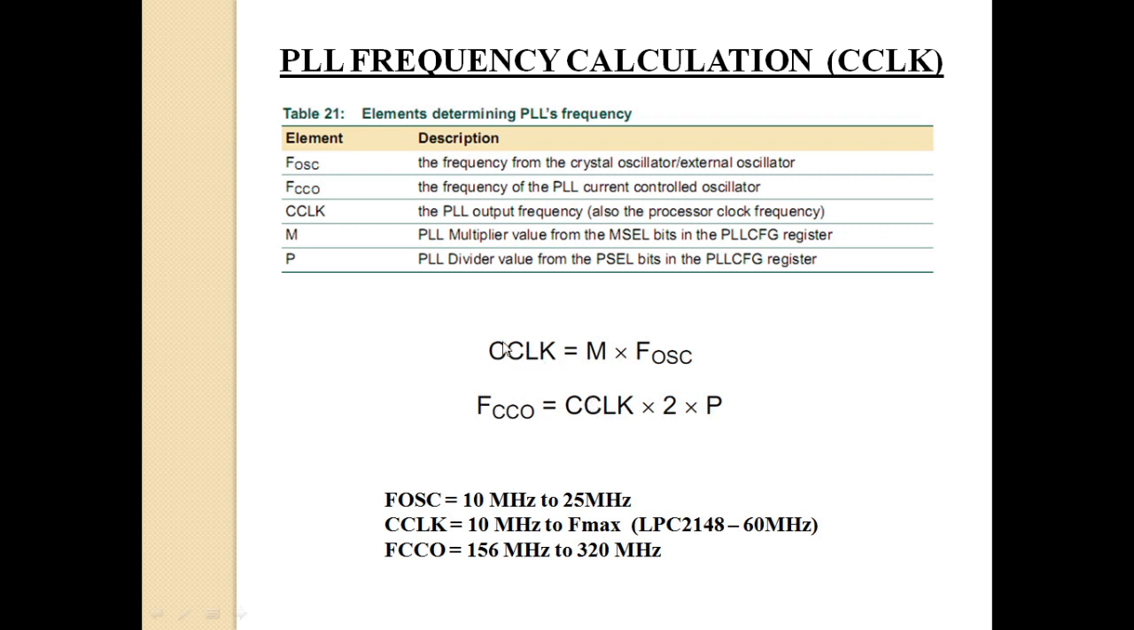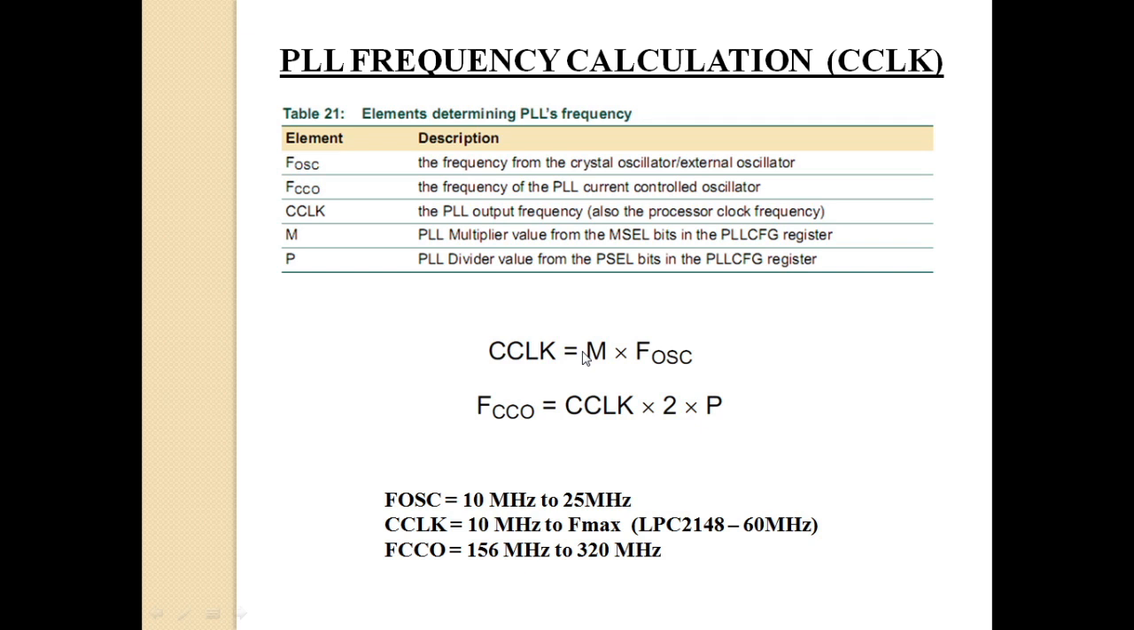CCLK stands for core clock. That is the clock at which your processor's ARM core is operating. In my case, my desired core clock is 60 megahertz, right? F oscillator stands for the frequency of your crystal oscillator. In my case, the frequency of the crystal oscillator is 12 megahertz. So when you connect a 12 megahertz crystal, how will you get a 60 megahertz core clock? You need to configure the value of M. What should be the value of M? It should be 5. The M value is nothing but the multiplication factor.